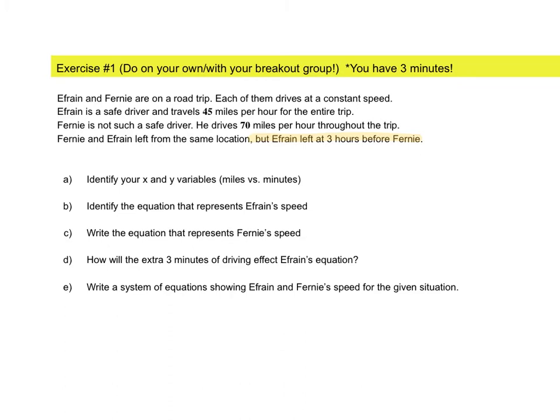Identify your x and y variables. Write an equation for Efrain's speed. So I want you to find m here. And then write it into an equation. And then C, write an equation that represents Fernie's speed. Again, I want you to find m here. And then represent that in an equation. And then I want you to tell me, how does an extra amount of time, extra 3 minutes, affect Efrain's equation? And then lastly, I want you to write a system of equations here down below. I'm going to give you guys about 5 minutes to try this with your groups before we go over it together, okay?